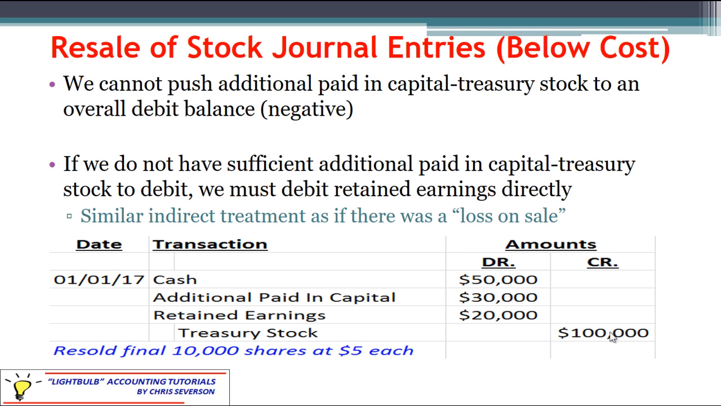We are now off by $50,000 on the debit side. We only have $30,000 left in our additional paid-in capital account to debit, so that's all we can do. We debit that for $30,000. The additional $20,000 has to come from retained earnings. It has to reduce retained earnings. So it's a debit. Again, in the end, our debits and credits have to balance out. We know the cash. We know the Treasury stock. We know that we only have $30,000 left in additional paid-in capital, so the excess amount has to come out of retained earnings.